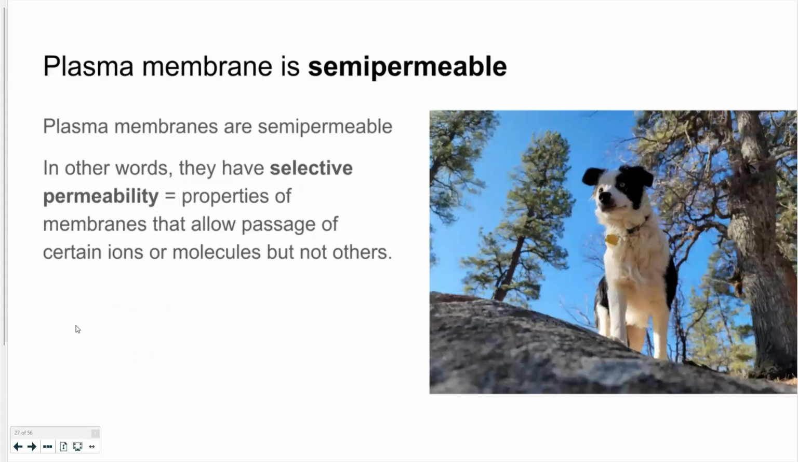Okay, so let's define some terms. So plasma membranes are what we call semi-permeable. This means that there's going to be selective permeability, that some stuff can pass through the plasma membrane and some stuff cannot. Okay, so you make an analogy.